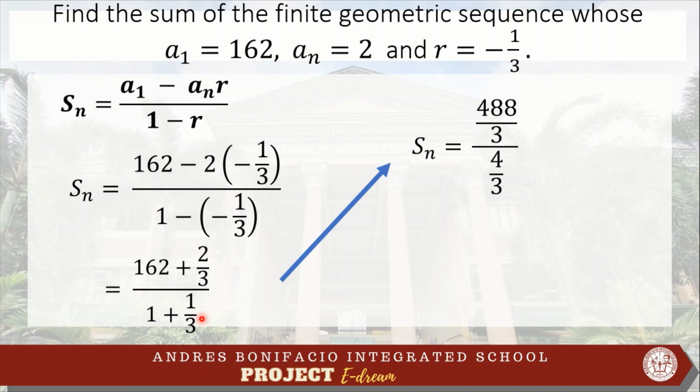Again, we have to express it as an improper fraction. So we have 3 times 1 is 3, plus 1 is 4. Then copy the denominator 3. So we have 488 thirds divided by 4 thirds. Applying the rule in dividing fractions, we cancel out this 3. We have there 488 over 4. And the sum of n terms, S sub n, is equal to 122.